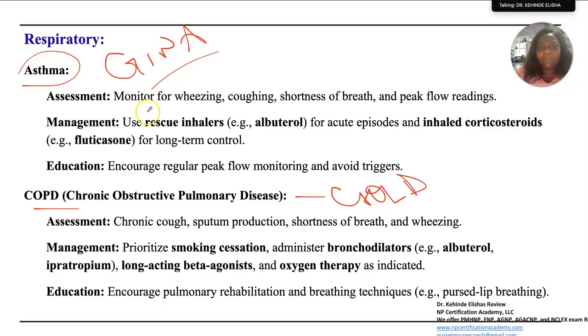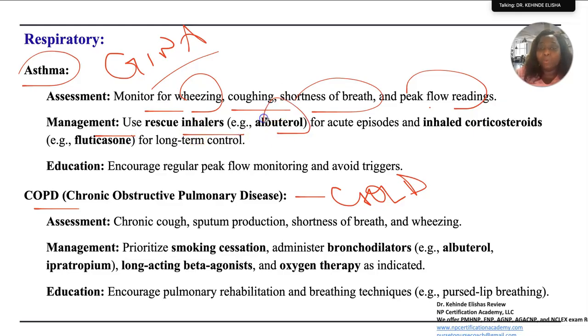So how do we assess somebody with asthma? You want to check: do they have wheezing? Are they coughing? Do they have shortness of breath? What does the peak flow read? You have to learn how to read your peak flows. You want to know the concept that goes with that. That's a different learning for another day. But how do we manage asthma?